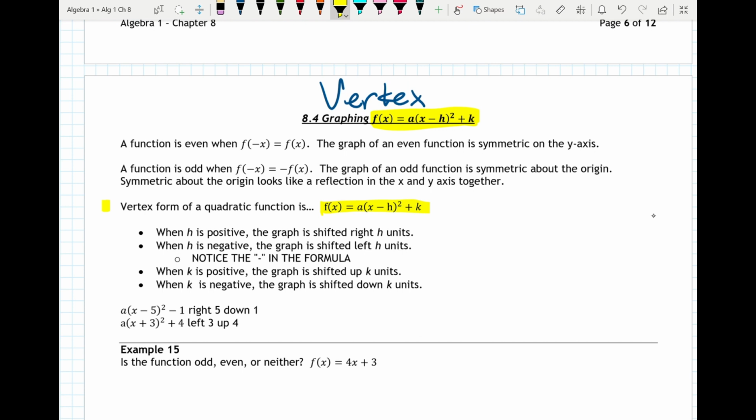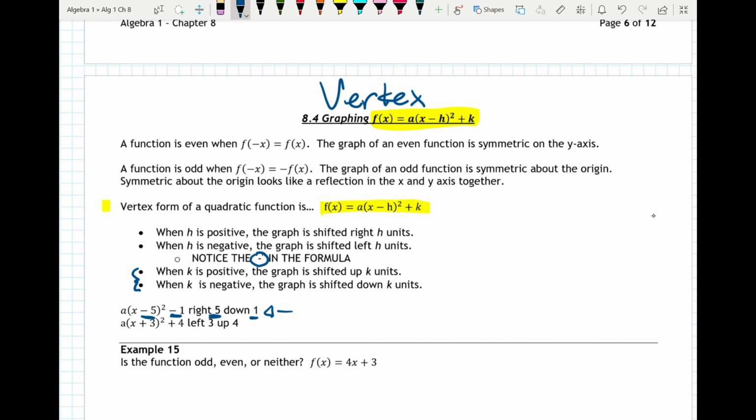When h is positive, the graph is shifted right h units. When h is negative, the graph is shifted left h units. And we want to make sure that we notice the negative in the formula. So let me read down here. A times x minus 5, that minus 5 tells it to go right 5. It's the opposite of what is listed. And the minus 1 on the end tells them to go down 1, just plain old down. And I didn't read that part here, but the k value shifts up or down.